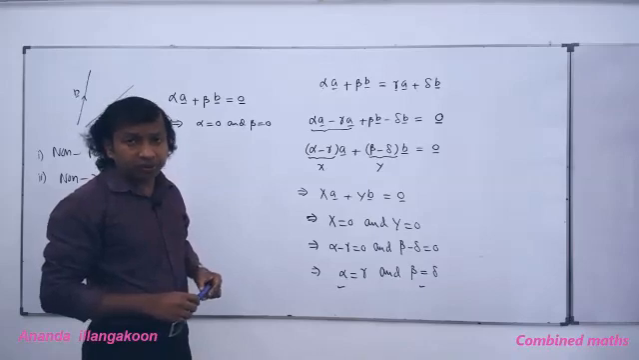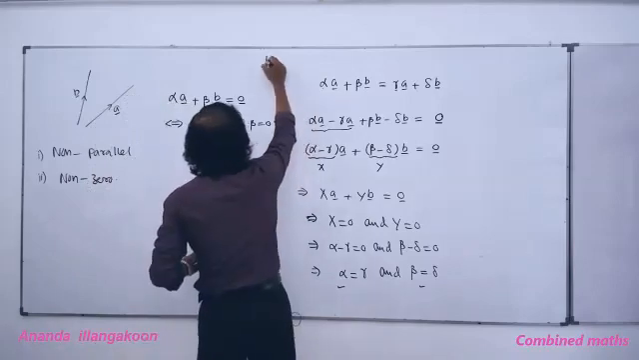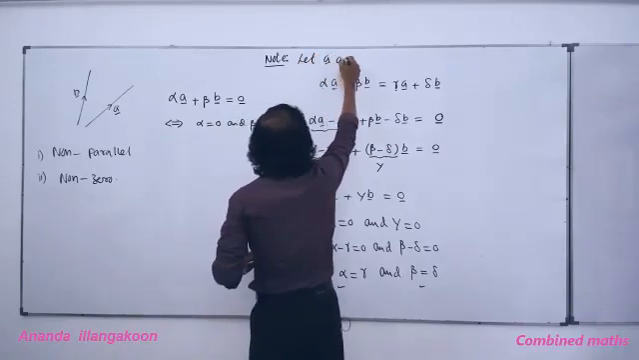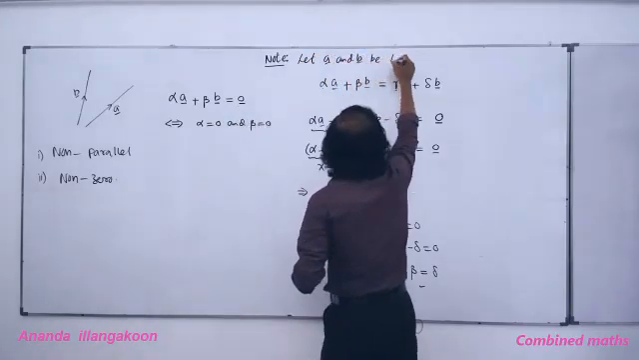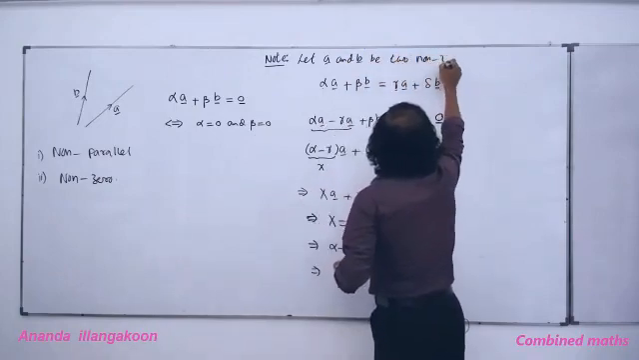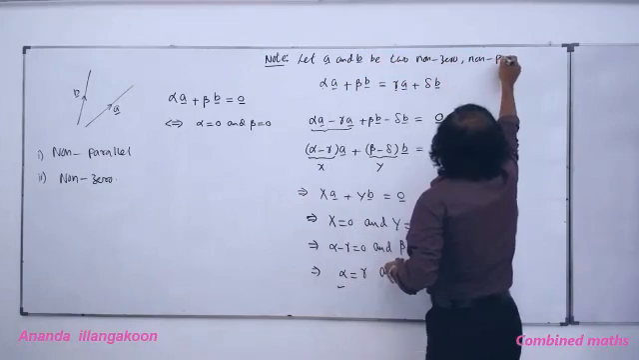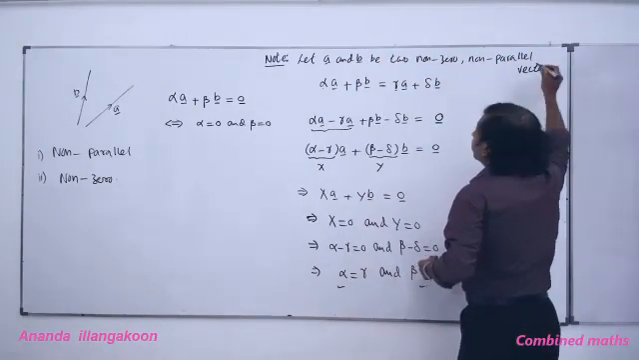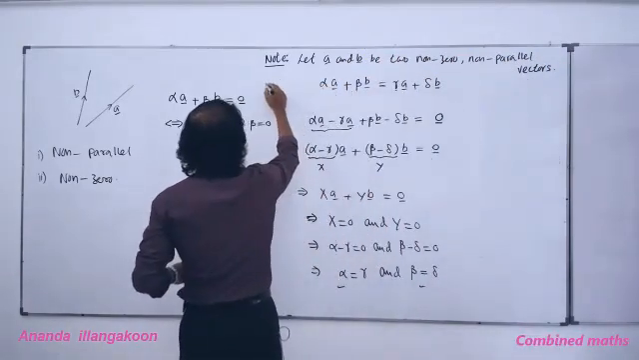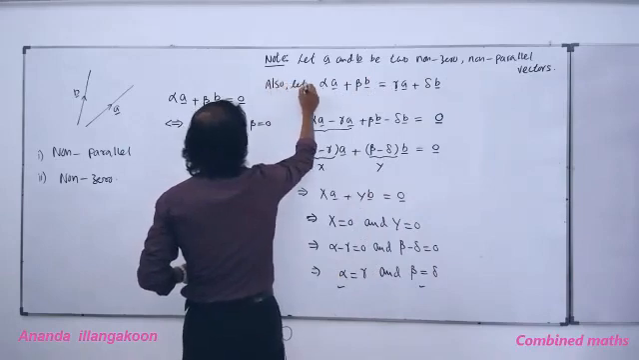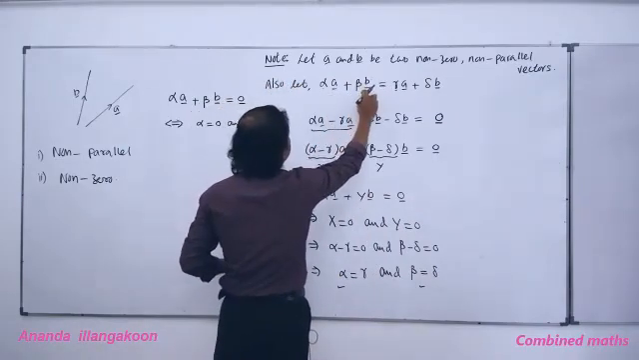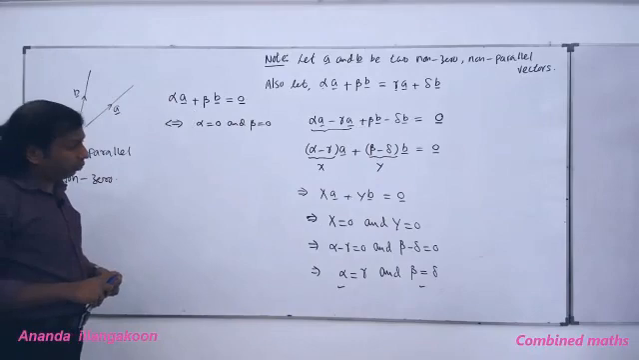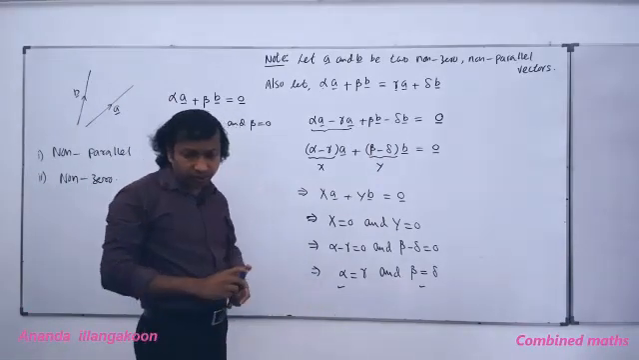So then people will write today the first knot, before going to the questions in the tutorial. Knot: Let a and b be two non-zero, non-parallel vectors. Also let alpha a vector plus beta b vector is equal to gamma a vector plus delta b vector. Then obtain this result as the first knot today.